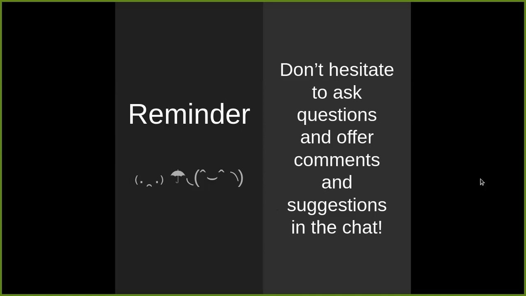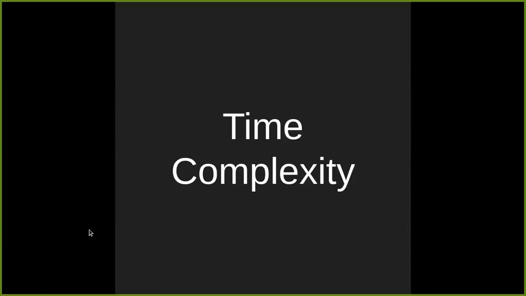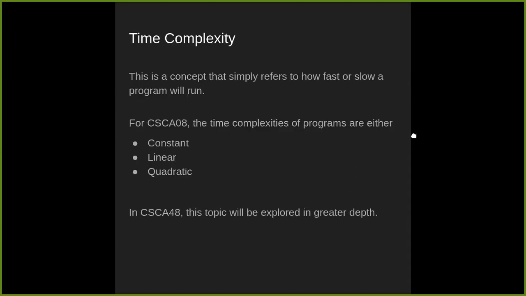Okay, I'll get started with the actual topics in the seminar. First, we're going to begin by talking about time complexity. Time complexity is a concept that simply refers to how fast or slow a program will take to run. In CSCA08, you were introduced to the following 3 time complexities: constant, linear, and quadratic. If you're going to be taking CSCA48 in the future, this topic will be explored in greater depth.